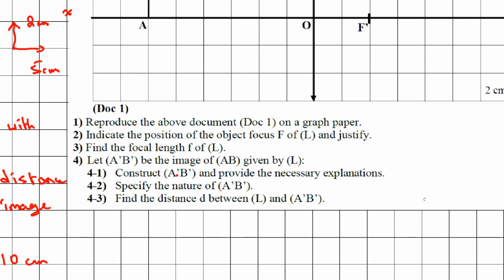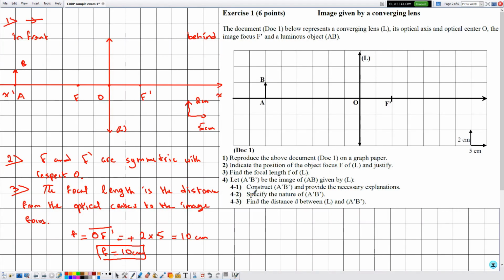Now in number 4, let A prime B prime be the image of AB given by L. So we are in part 4.1. Let me make some space here.